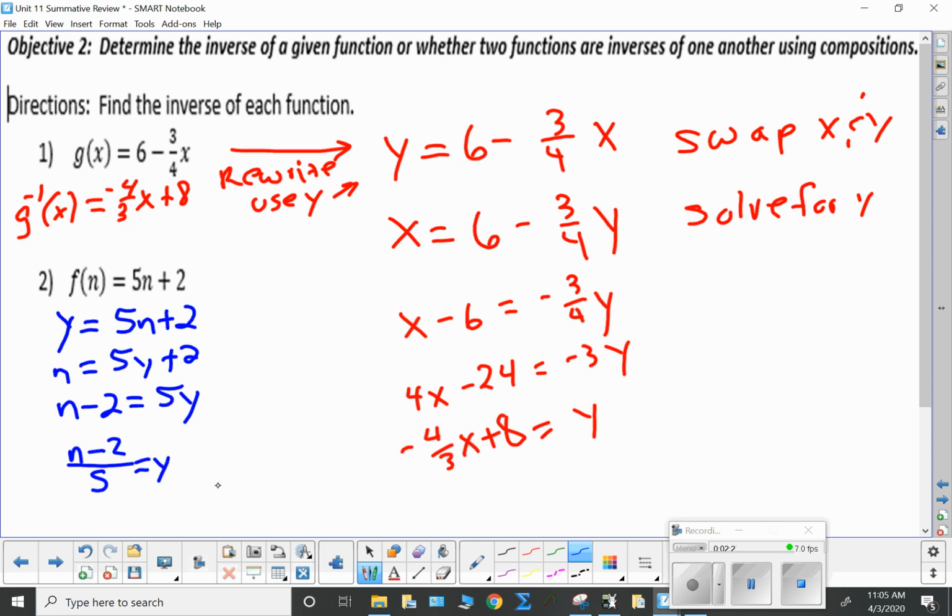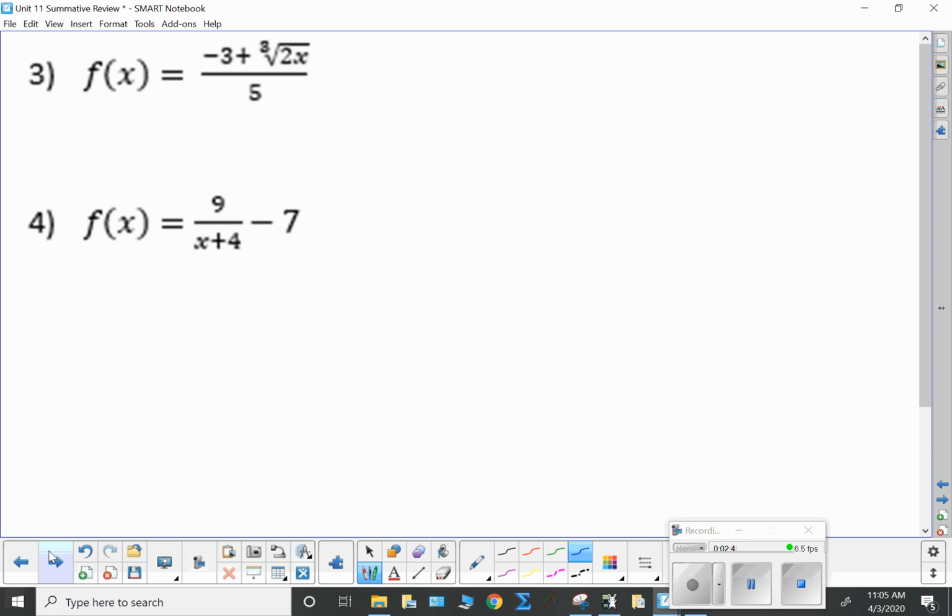So now I've got the inverse of f of n is equal to, and you can write it all over 1, or you can split it up if you prefer. I will take the answer either way. The next two. Again, I'm going to rewrite it using y and x.